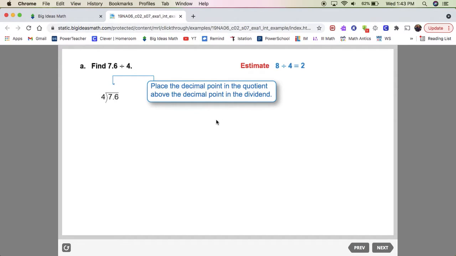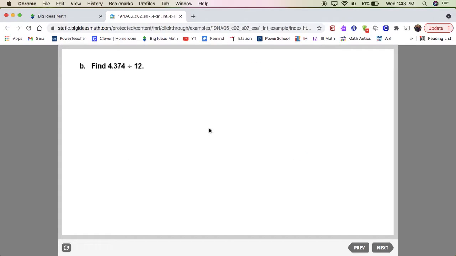Alright, we've already placed our decimal point straight up above the other decimal point, and we just divide like normal. So we ask ourselves, how many times does 4 go into 7? One time. We subtract 4, we get 3, bring down the 6. 4 goes into 36 9 times. We subtract, we have 0, so no remainder. So the answer is 1 9/10. Is our answer reasonable? Yes, because 1 9/10 is very close to 2.